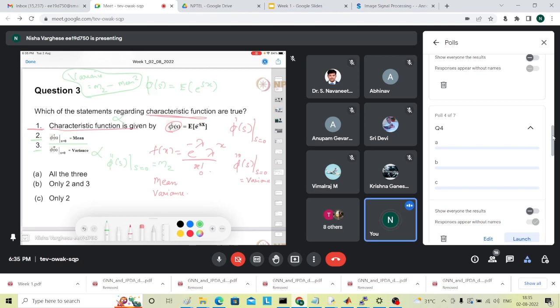So the third statement will give only the second moment, and we have to find the difference between the second moment m2 and the mean square to get the variance. So only the second option is correct. So the answer is C.